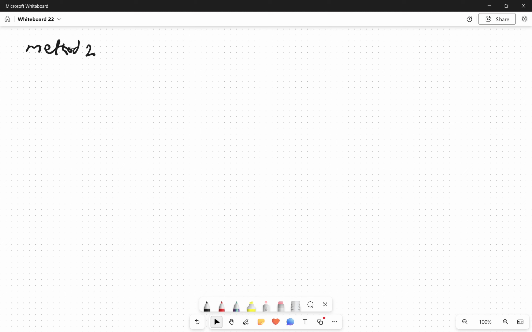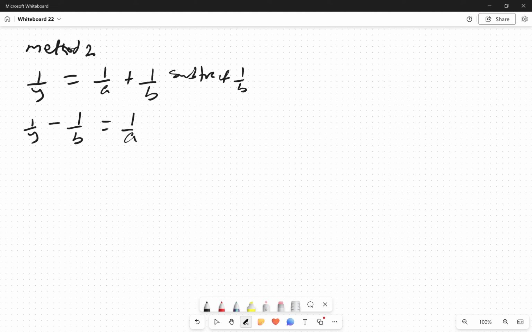Method 2. So let me write it again. We have 1 over y equals 1 over a plus 1 over b. So the first thing you do is subtract 1 over b, since we're looking for a. So 1 over y minus 1 over b is equal to 1 over a.